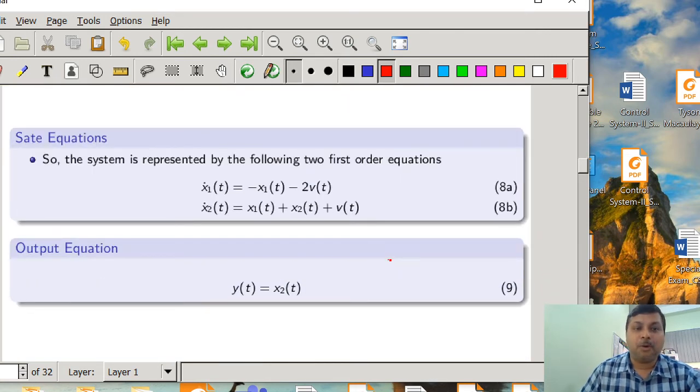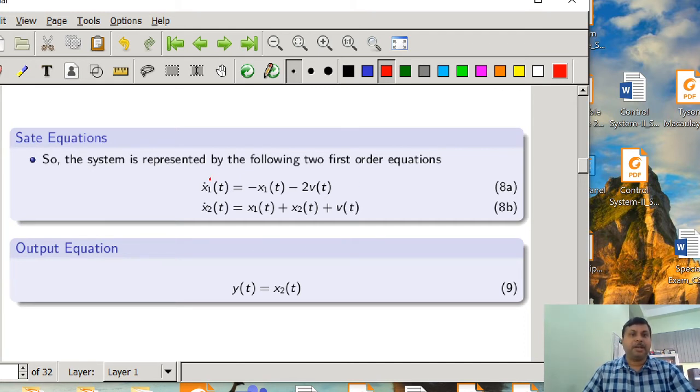And what is the system output? The output is y(t) equal to x2(t). Fine, so y(t) is x2(t). So this is the description of the system that we had in the frequency domain, and this is the representation of the system in time domain.